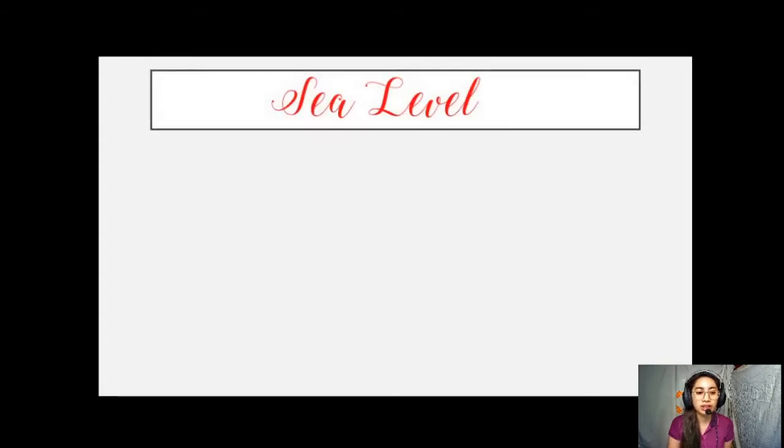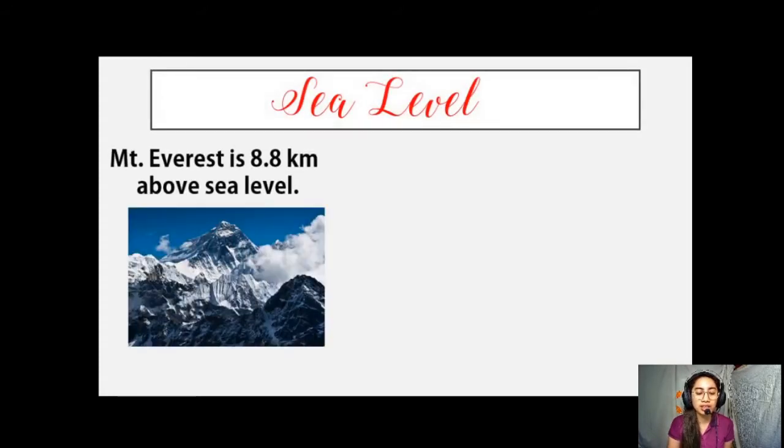Okay, next. Sea level. Pag sinabi natin sea level, it is on top of the water, on top of the sea. So, for example that we have is Mount Everest is 8.8 kilometers above sea level. So, ganun kataas yung Mount Everest mula sa sea level. So, how are we going to represent this 8.8 kilometers above sea level? From the word above, we're going to use the positive integer. So, we represent this one as 8.8.